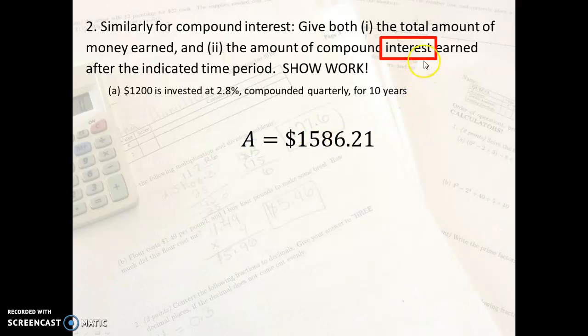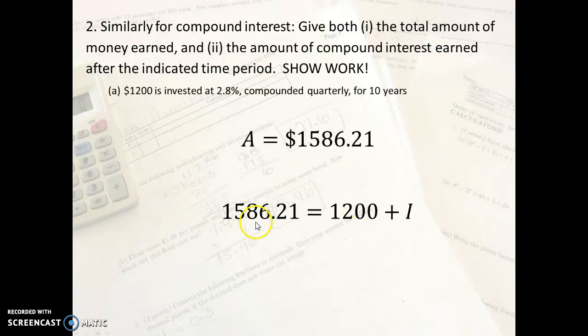We got it. But I also want to know the interest earned. So think about how interest works. Interest is, I started with 1,200 and I went up to 1,586. Interest just tells me how much I went up by. I think you understand how you can solve that. How much did I go up by? You can just subtract those and figure it out.